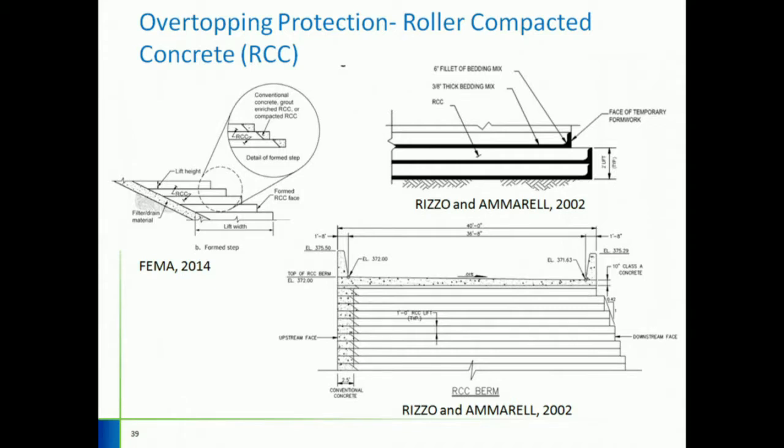You can see a detail of a stair step here, and here it's a sloped, unformed, and there could be a form here, and the space in between this zone and the form can be filled with conventional concrete and grout-enriched RCC or compacted RCC. But the compacted RCC in this tiny area is difficult to do, so it's a more common thing to do grout-enriched RCC.